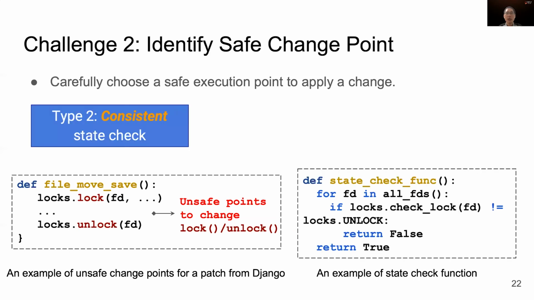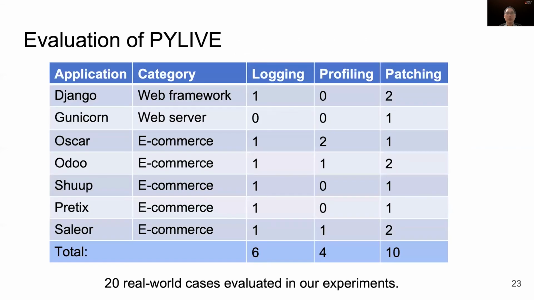To address this, PYLIVE allows engineers to provide a customized Boolean function to decide when it is safe to apply a change. This figure shows an example of state check function. It checks if no lock is held before applying the change. PYLIVE evaluates the function and only applies the change when it returns true.